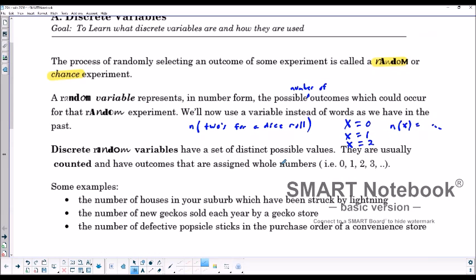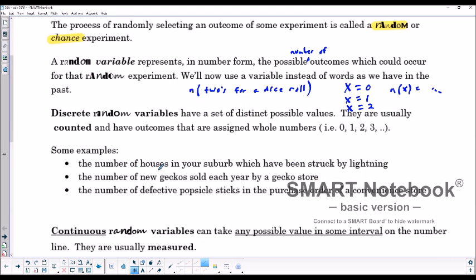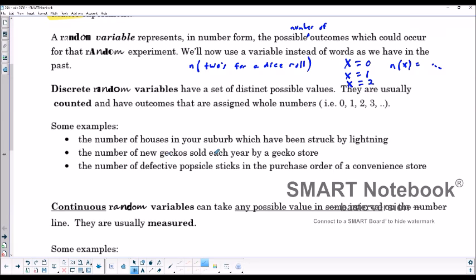Discrete random variables, so the lesson is about discrete variables. Discrete random variables have distinct possible values. So they're usually counted: 0, 1, 2, 3, etc. If you're talking about the number of houses in your suburb being struck by lightning, it's either going to be 0 houses or 1 or 2 or etc. You're not going to have half a house being struck, because if the lightning strikes the house, then it strikes the house.